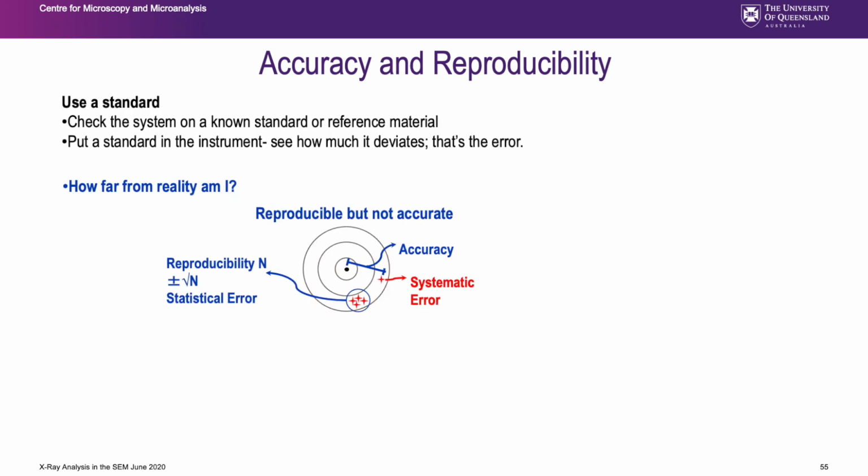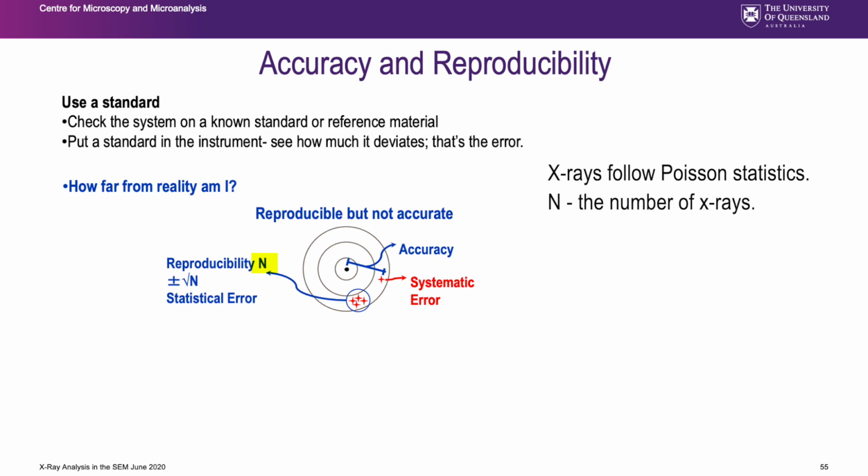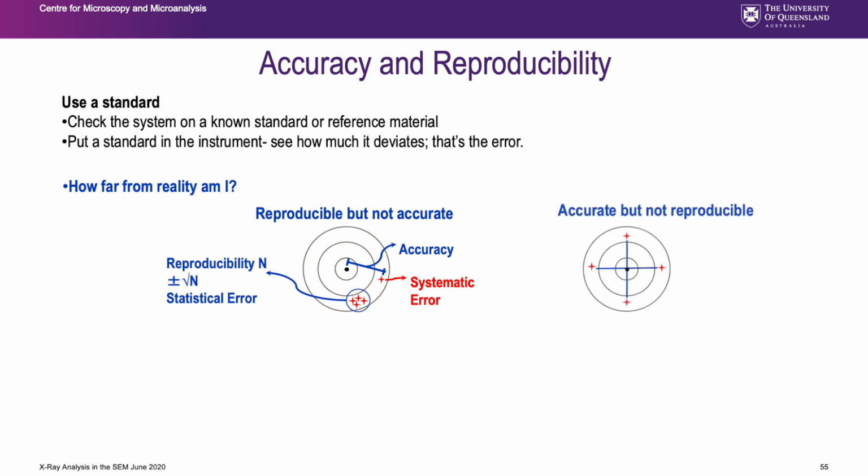That's meant to represent a target. There's a bullseye. The bullseye is the right answer. Your deviation from the bullseye is your accuracy. That's your systematic error. If you did the measurement again and again and again, how tightly those measurements group is your statistical error, and that's your reproducibility. X-rays follow Poisson statistics. N X-rays, N being the number of X-rays, has an error of plus or minus root N. Basically, multiple measurements give reproducibility.